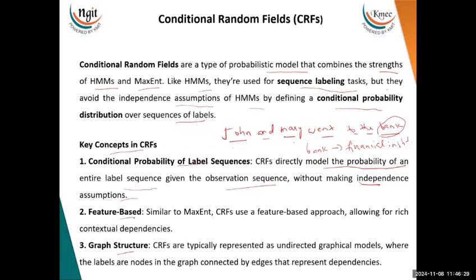Okay. Next is feature based. Similar to maximum entropy, conditional random fields use a feature based approach, allowing for rich contextual dependencies. Then is graph structure. Conditional random fields are typically represented as undirected graphical models where the labels are nodes in the graph connected by edges that represent the dependencies. Just consider this example, you will understand.